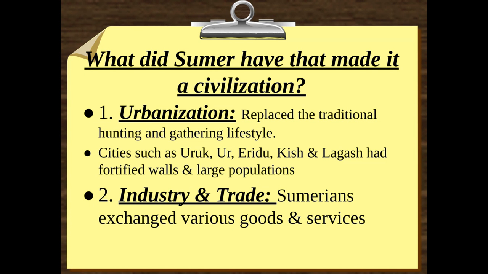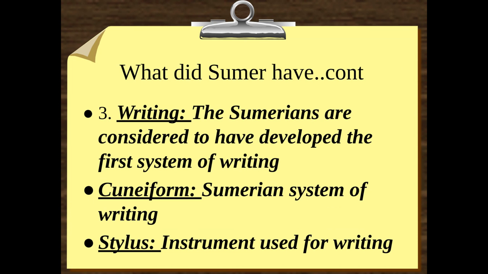However, the third factor is the thing that really separates Sumer or the Sumerians from those at Çatalhöyük and really separates prehistory from history, and that is writing. Sumerians are considered to have developed the first independent writing system. Their system of writing is referred to as cuneiform, which I believe is a Greek term, which means wedge-shaped writing.